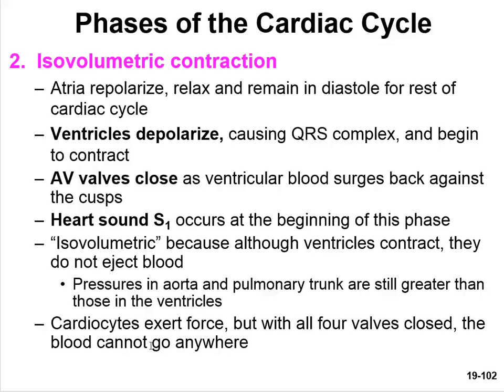It's isovolumetric because although the ventricles contract, they don't eject blood. Pressures in the aorta and the pulmonary trunk are still greater than those in the ventricles. So the cardiocytes exert force, but with all four valves closed, the blood cannot go anywhere.